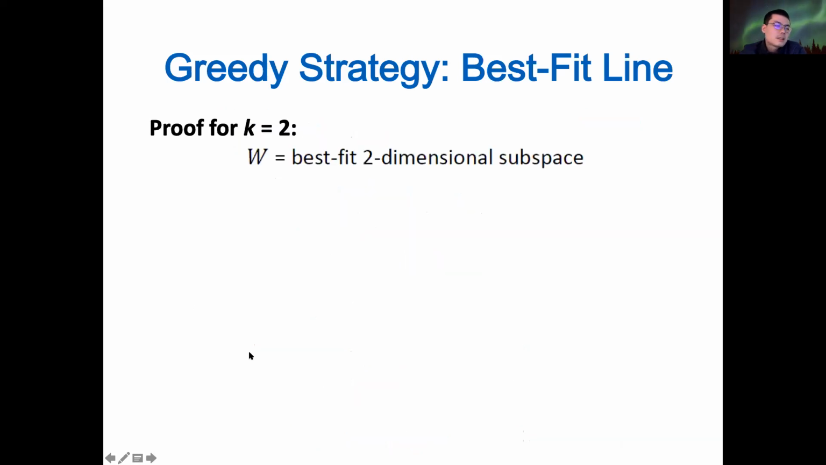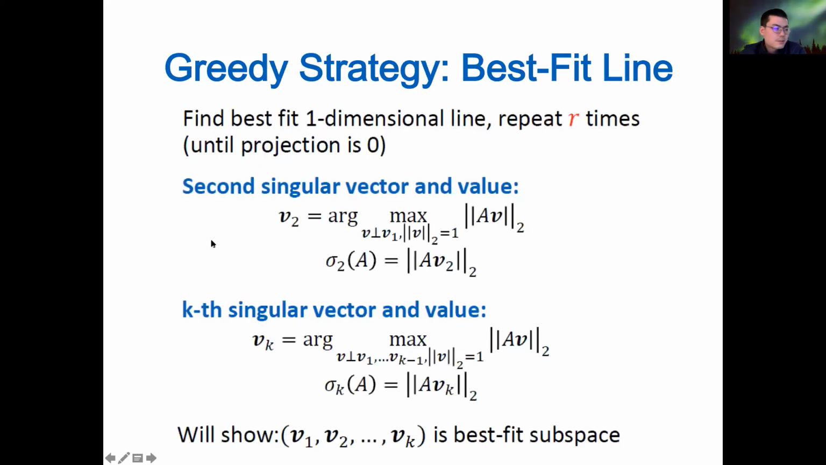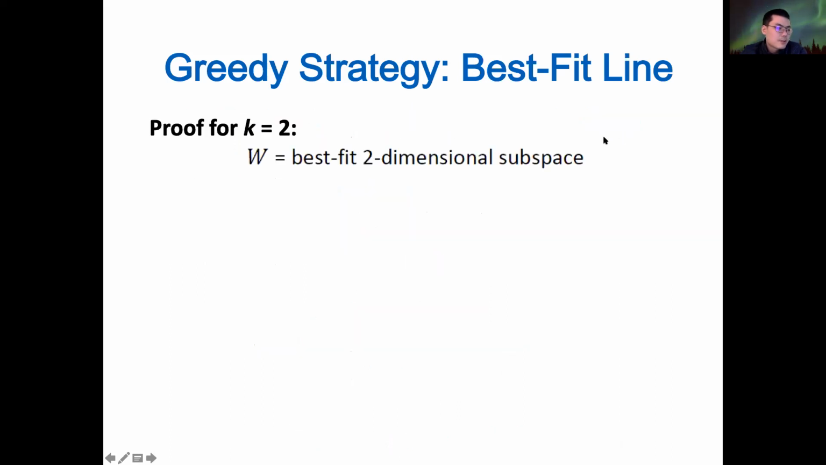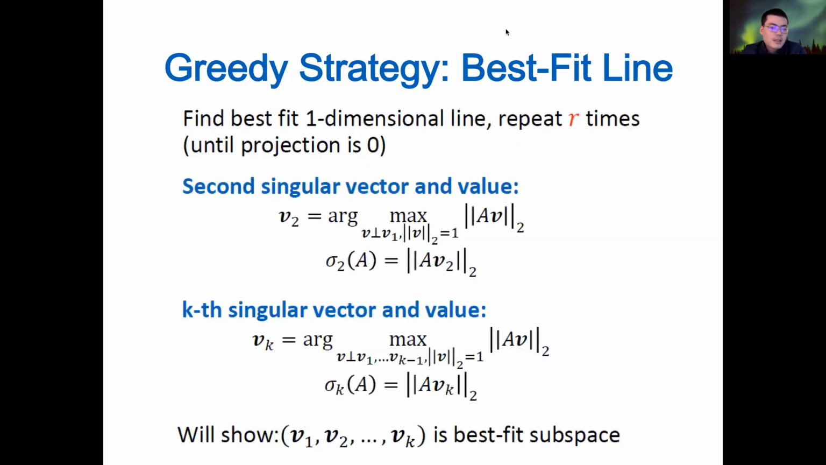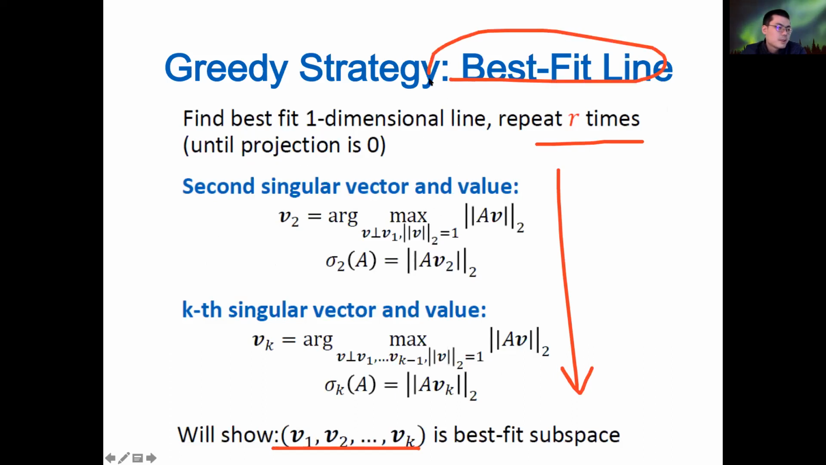All right. So last time we stopped here. We want to prove this theorem. If we find it by this greedy method, repeating R times until there's really no component outside the span of the V's, it's exhausted. In this case, we are finding the best fitting space. This is the best fit line, and we find the best fitting space. So we know how to find V1. V1 is trivial, because V1 is already the best fitting space.